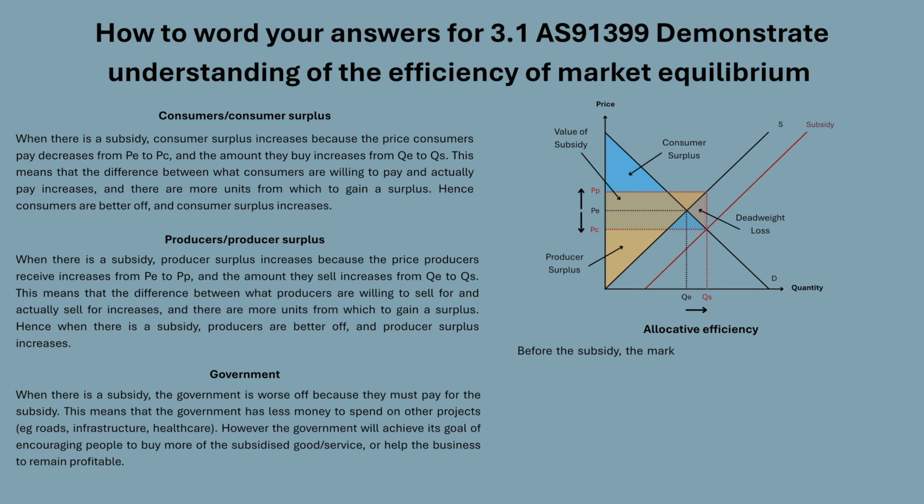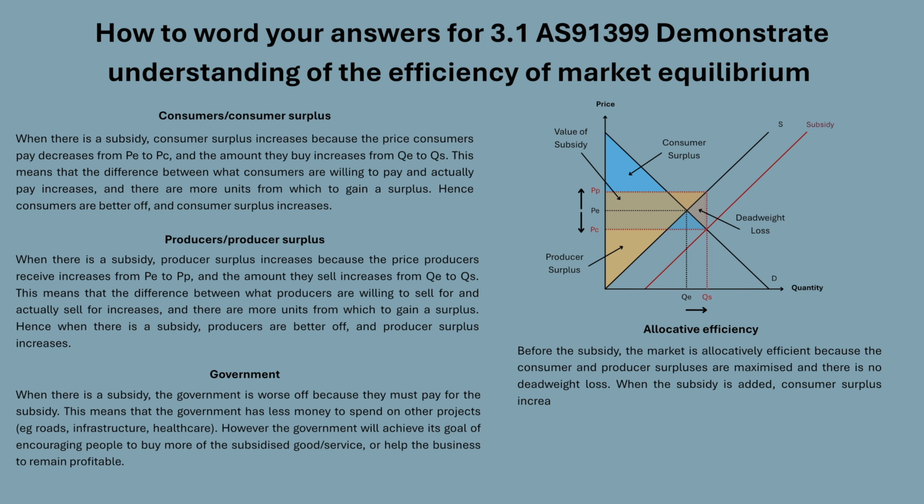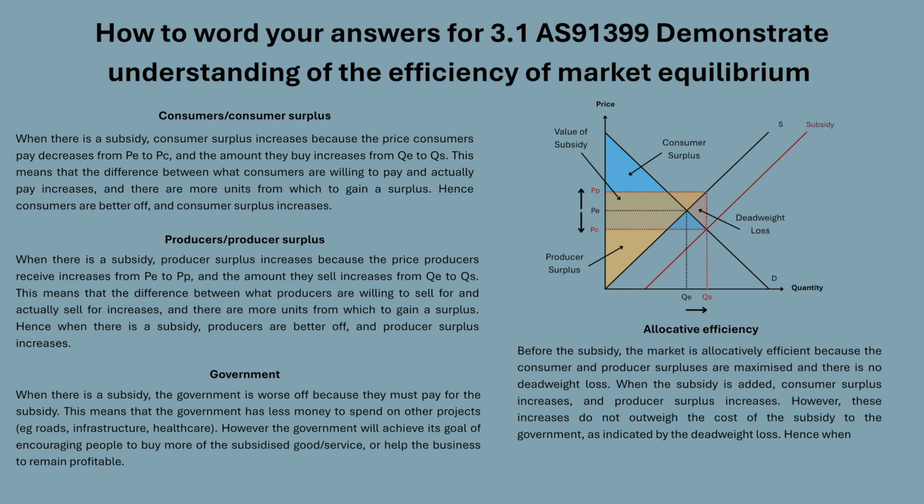The market is allocatively efficient before the subsidy because surpluses are maximised and there is no deadweight loss. When the subsidy is added though, consumer surplus increases and producer surplus increases. However, these increases aren't enough to outweigh the cost of the subsidy to the government, as indicated by the deadweight loss. Hence, when there is a subsidy, the market is not allocatively efficient, total surpluses are not maximised and there is a net welfare loss.